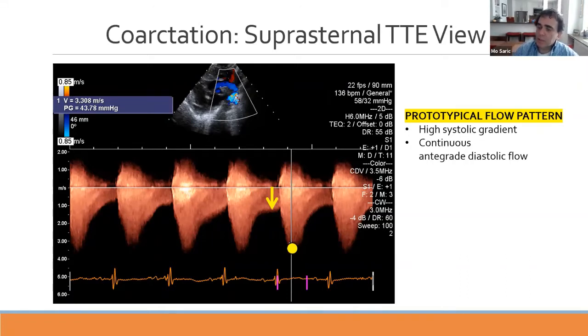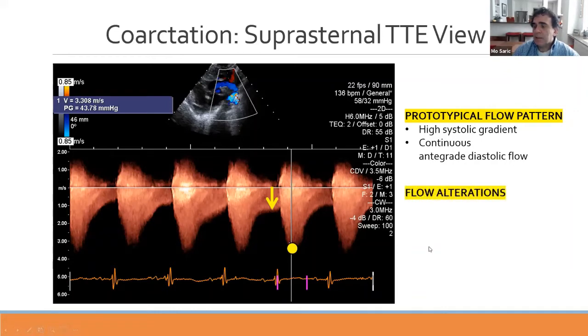You may recall that the normal flow through the aorta is a pulsatile systolic only with a very brief early diastolic reversal. In contrast, with coarctation, when it's significant, there is a continuous antegrade flow in diastole.